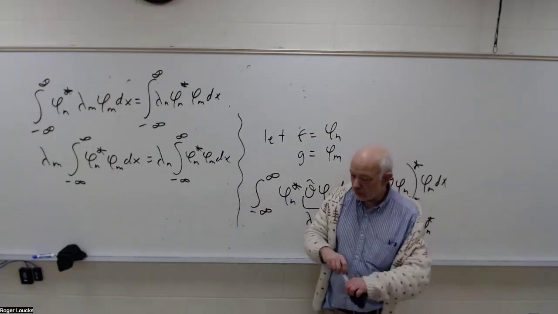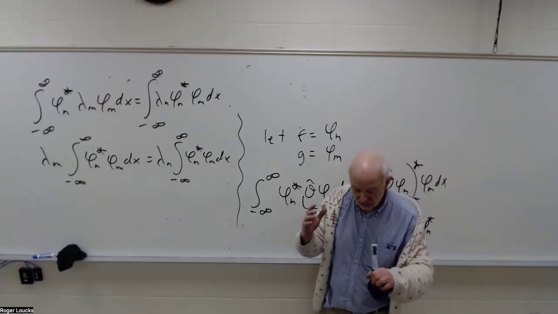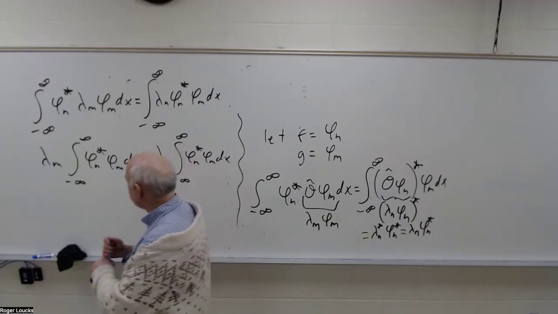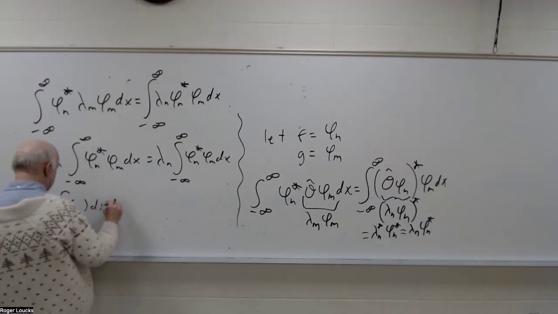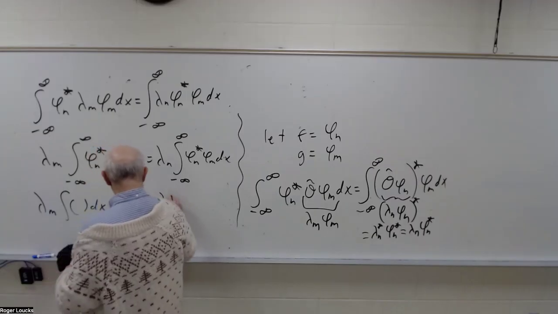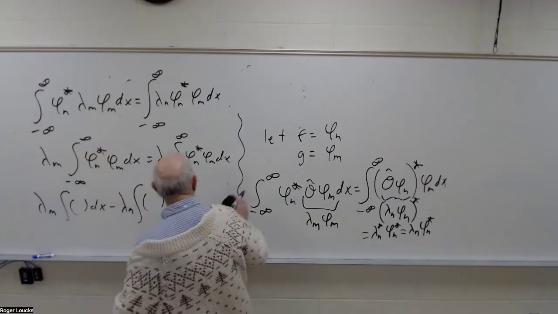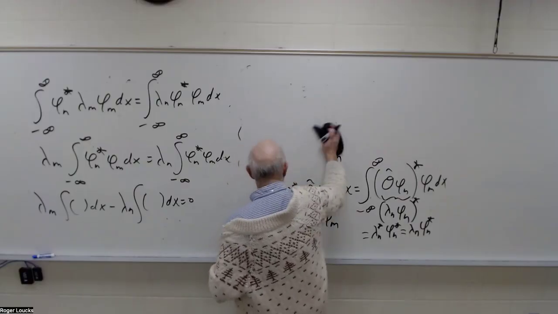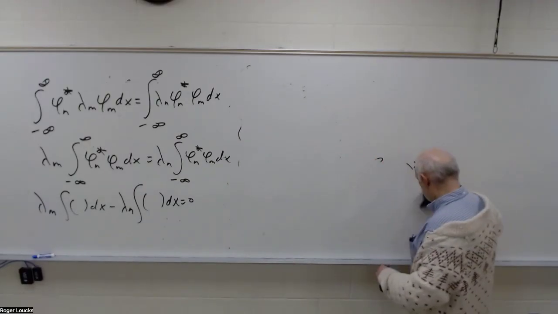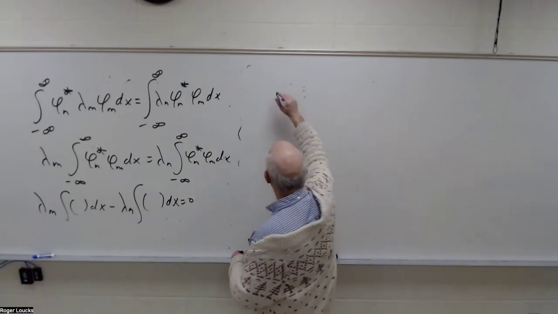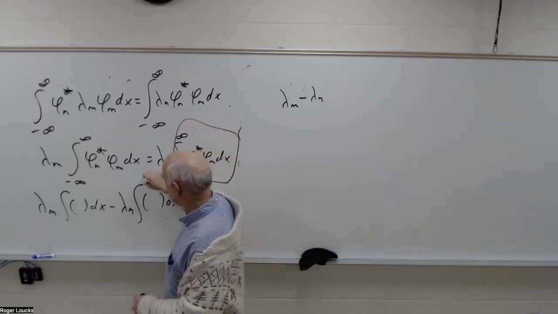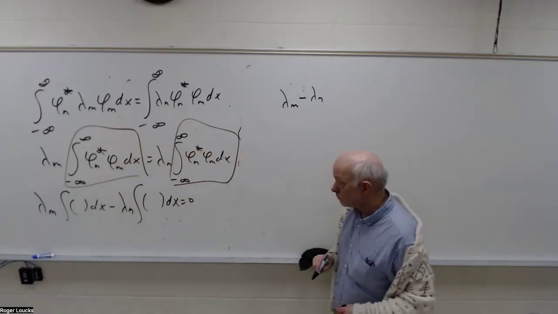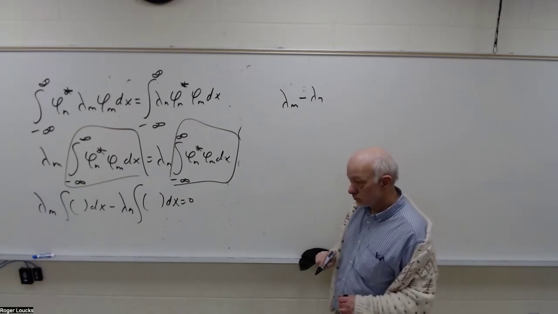Let me show you the way that avoids this so you can see it. I can take this to the other side. If I take this to the other side, what do I get? I get lambda m times this integral stuff dx minus lambda n times this integral stuff dx equals 0. I can pull out that integral because it's the same integral. Is it the same? Yes, this is the exact same thing.